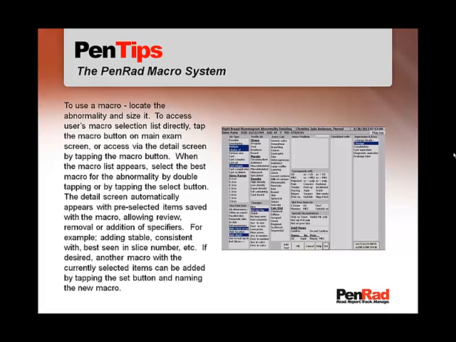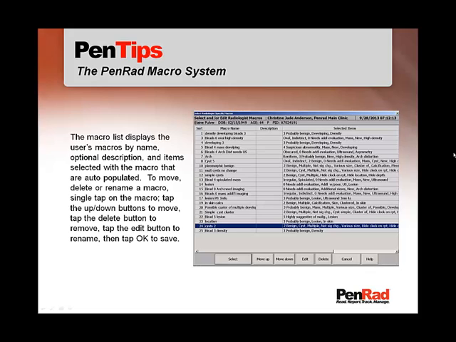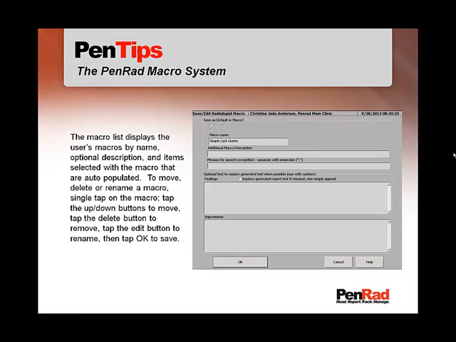Another macro with the currently selected items can be added if desired by tapping the Set button and naming the new macro. The macro list displays the user's macros by name and optional description, and items selected with the macro that are auto-populated. To move, delete, or rename a macro, single tap on the macro, tap the up or down buttons to move, tap the Delete button to remove, tap the Edit button to rename, and then tap OK to save.